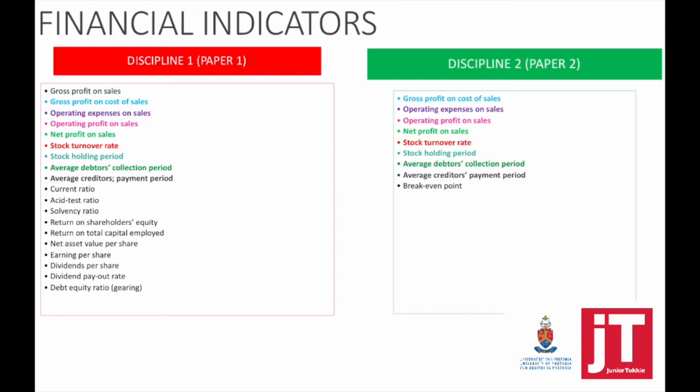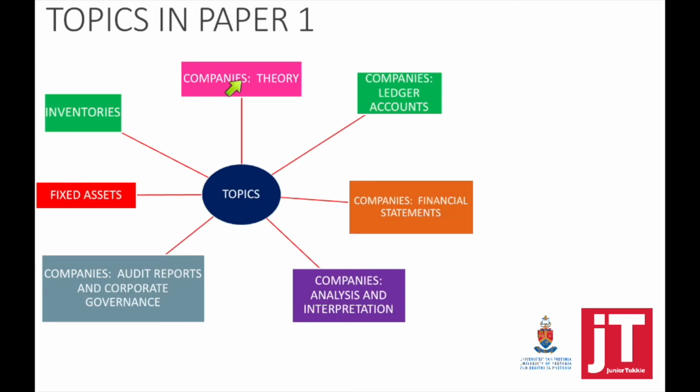Know how to comment. Again, we would have financial indicators applicable to paper 1 and to paper 2. For paper 1, you basically need to study all the financial indicators. Make sure that you know them. For paper 2, you only need to study some of them, and these are the ones expected to know in paper 2.